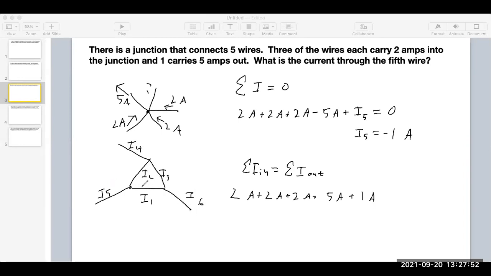So let's look at I1. If we define I1 to be positive if it's flowing into the junction, then I1 being positive flows out of a different junction. So sometimes you might need to use minus I1 as what's flowing into a junction. The right junction, minus I1 flows into it if we define I1 as positive going to the left.